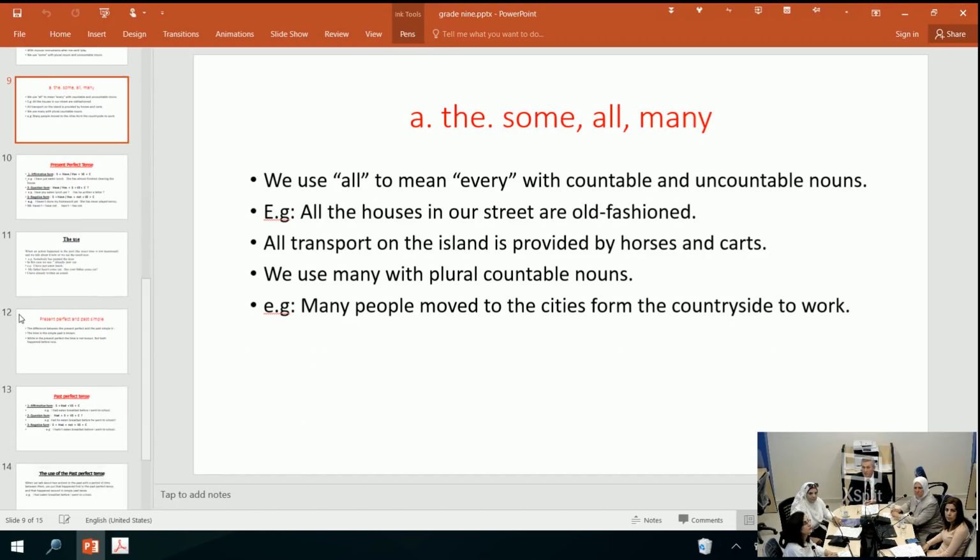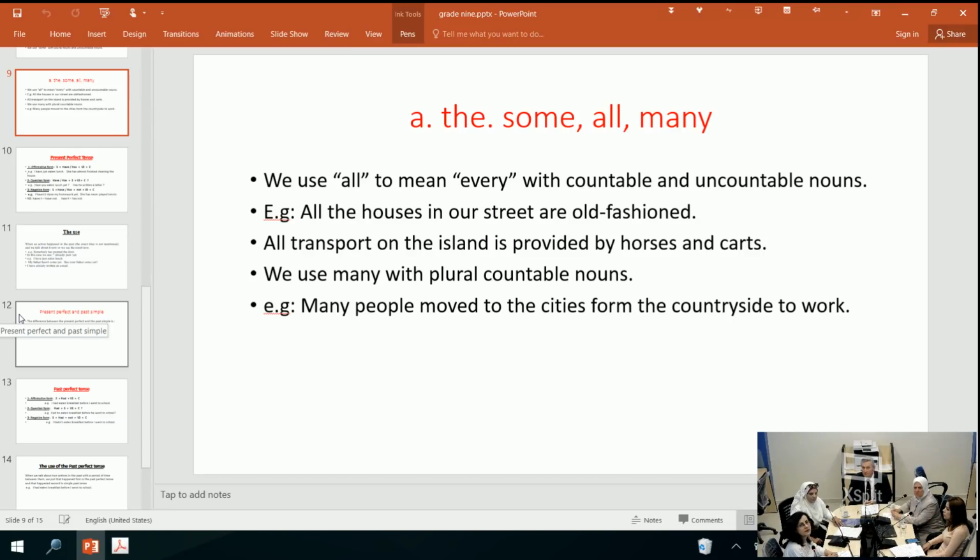All. What do we mean by all, Miss Huda? It means every. We use all to mean every with countable and uncountable nouns. It is used with both countable and uncountable. The difference is in the verb. With plural countable nouns, we use a plural verb. I mean by plural verb, are, not is. And when it is simple present, the plural verb is come, not comes. Comes is the singular one.